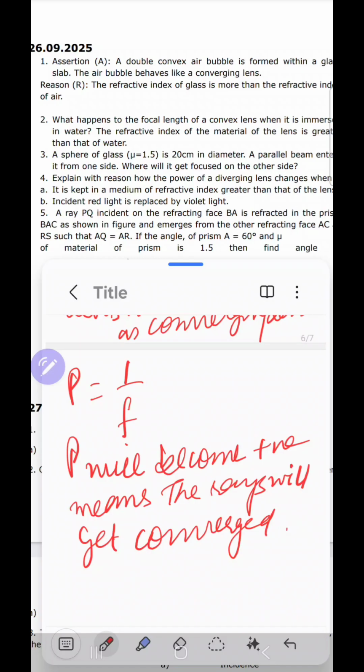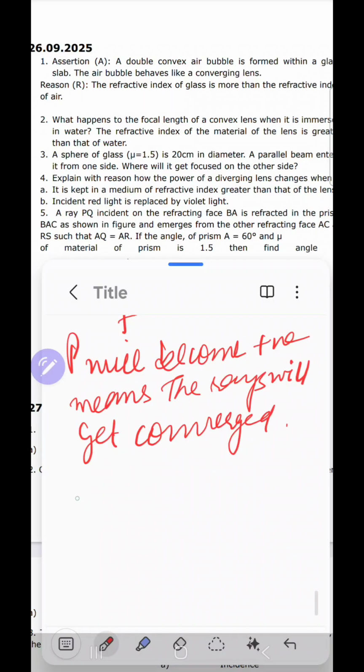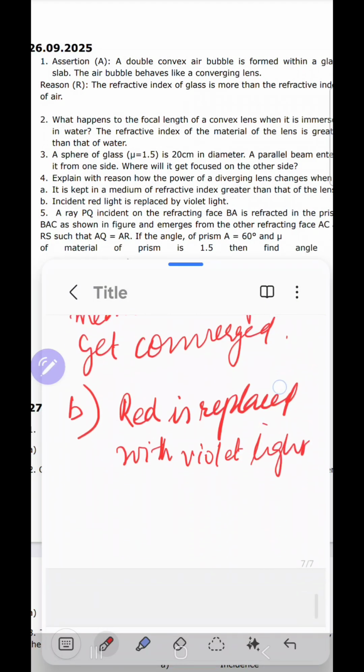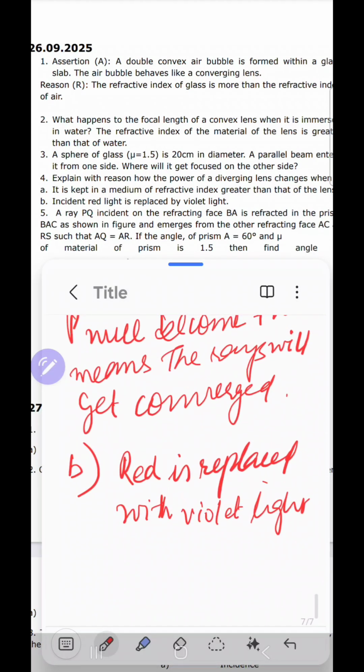And now the second part of this question is, incident red light is replaced by violet light. Fourth, B part. Now red light is replaced with violet light. Now how does the power change? Power would be predicted if we are able to give the focal length, how the focal length is going to change when we are changing the red light to the violet light.